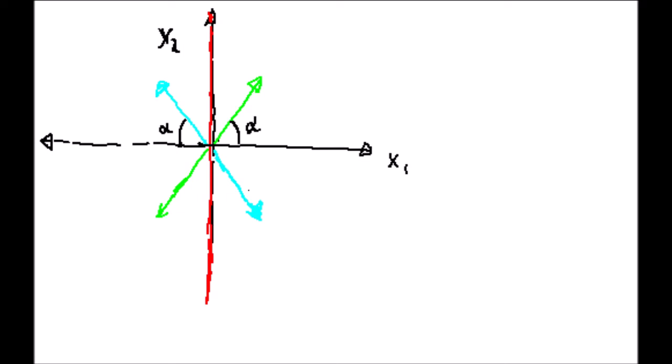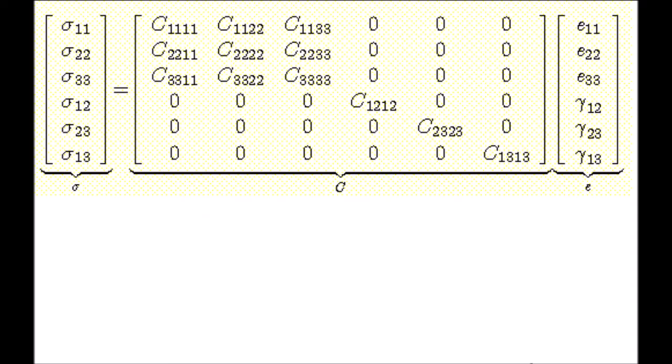A structure which is orthotropic with respect to the shown planes will have the following stress-strain relation. Here we have the strain vector. These three strains, the upper ones, are normal strains, and the lower three are the shear strains. And here we have the stress vector. And here we have the stiffness matrix.